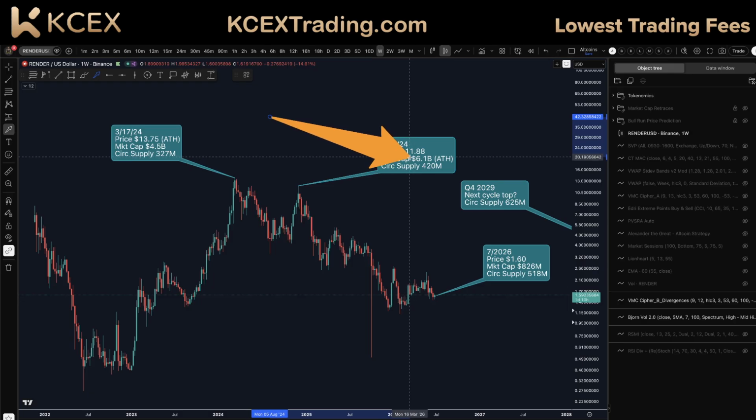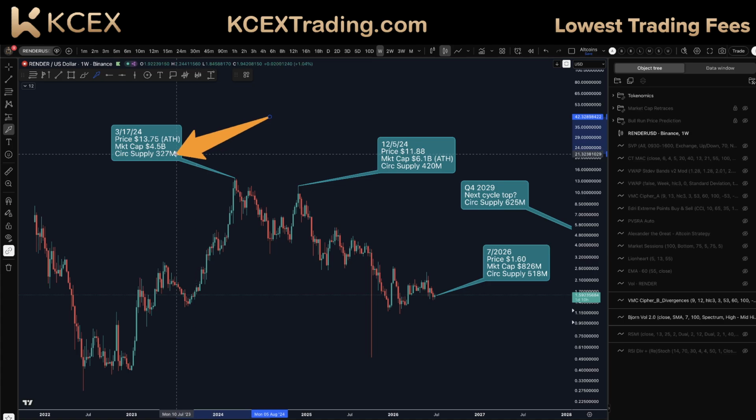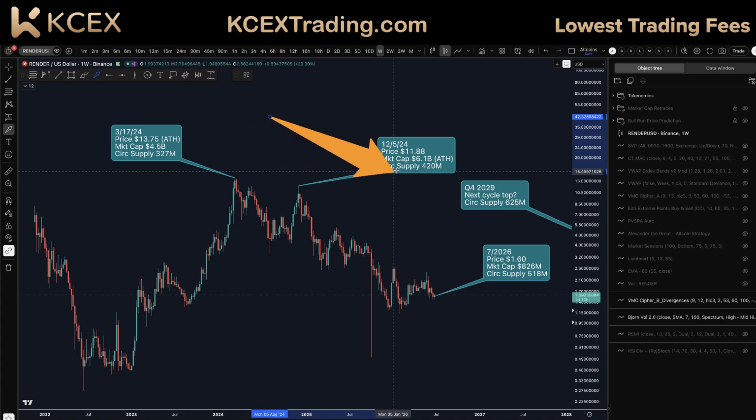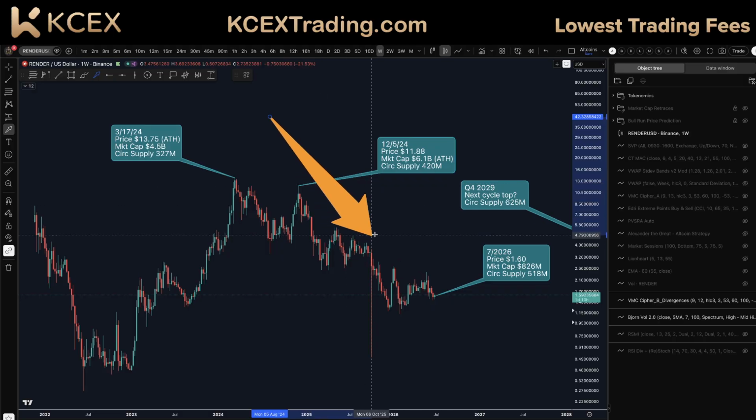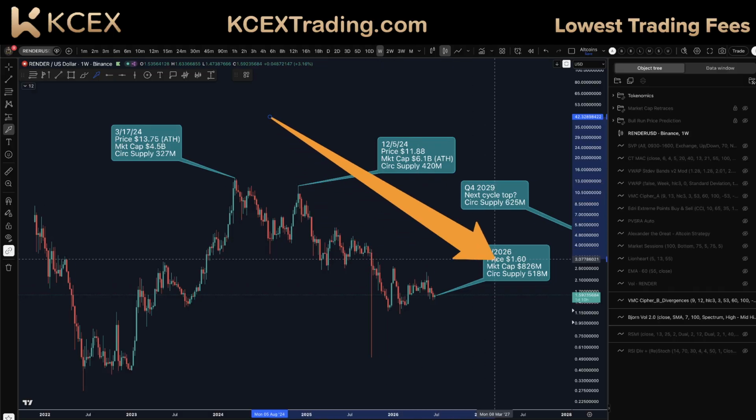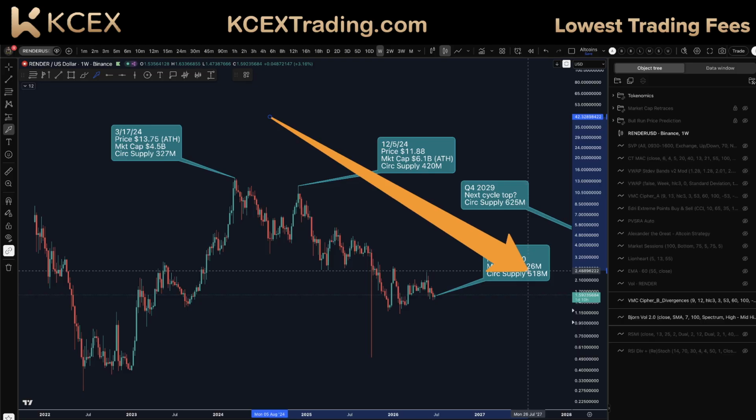So you had more money in the asset. The asset was more bullish, but price was lower. Why is that? Diluted circulating supply. You went from 320 million to 420 million. So you added coins to the market, which caused your price to be waterlogged. Now, fast forward to today, we're looking at a price of about $1.60, $826 million market cap, and even more, about 520 million coins on the market.